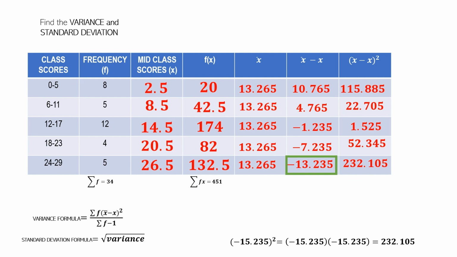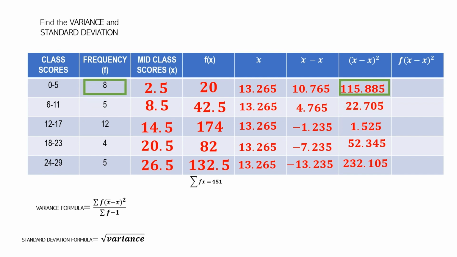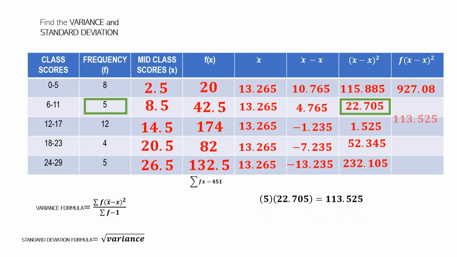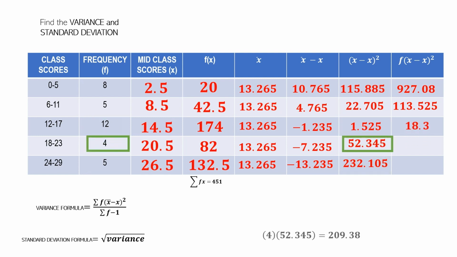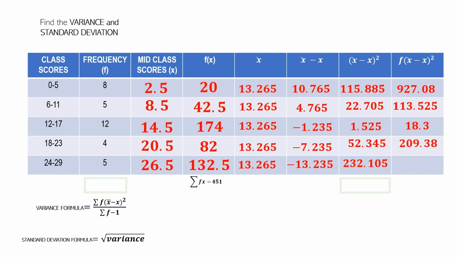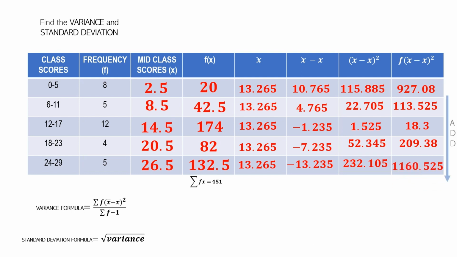To fulfill the formula for the variance, we need the last column, which is the product of frequency and the square of the difference of the mean and mid-class scores. First, 8 times 115.885 is 927.085. Second, 5 times 22.705 is 113.525. Third, 12 times 1.525 is 18.3. Fourth, 4 times 52.345 is 209.38. Fifth, 5 times 232.105 is 1160.525.